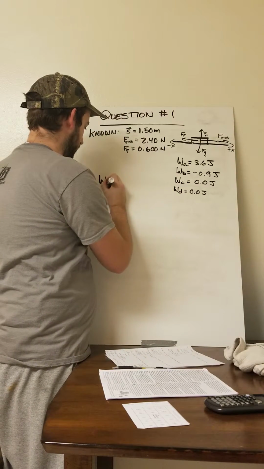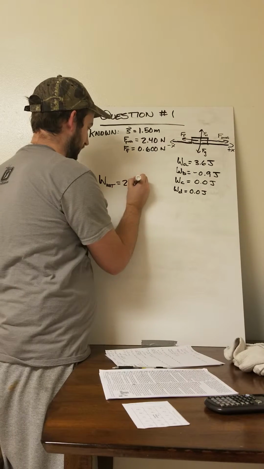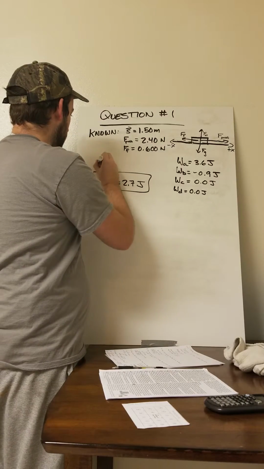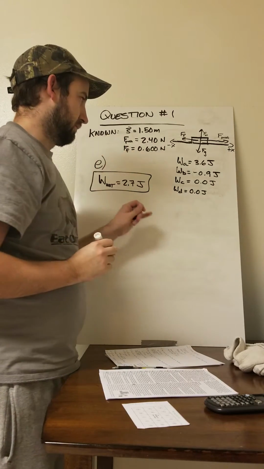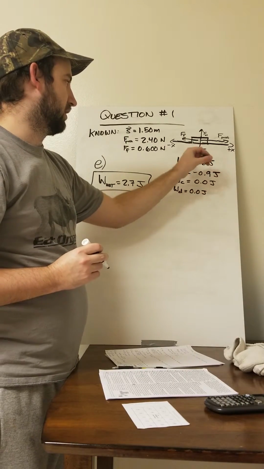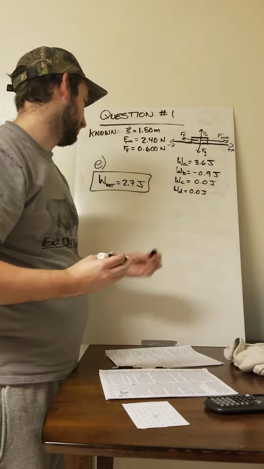So work net equals 2.7 joules. So, like I said, you just add all that up. Since that's negative 0.9, you know, subtract that from 3.6, the others are 0, you end up with 2.7.